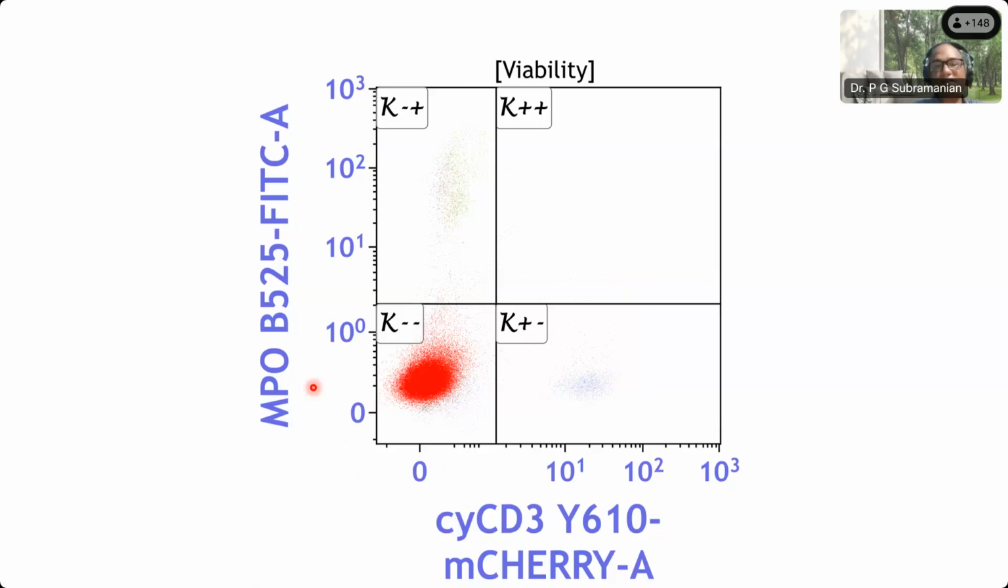Jayati, can you just interpret this MPO versus cytoplasmic CD3? The reason it is written as cytoplasmic CD3 is that this is not CD3 on the surface of a cell, like in a normal T cell.